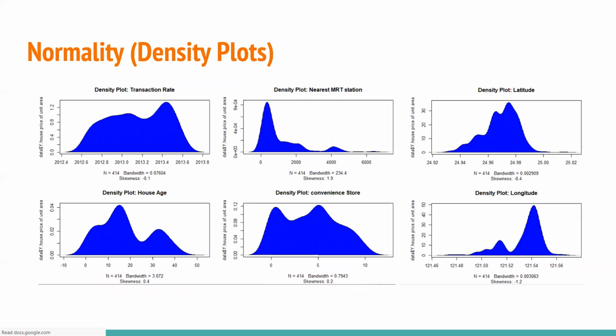And for normality, we're going to look at the density plots for each variable. Transaction rate, house age, convenience store, and latitude have a very good density plot, and they show the greatest surface area compared to the nearest MRT station and the longitude. Those ones show a skewness to the left and to the right, respectively. But these density plots don't necessarily mean that we have to rule out these variables, but more additional studies are required to investigate the relationship between these and our dependent variable.